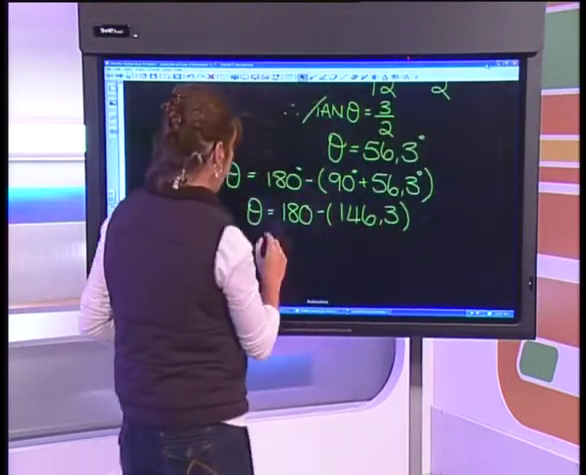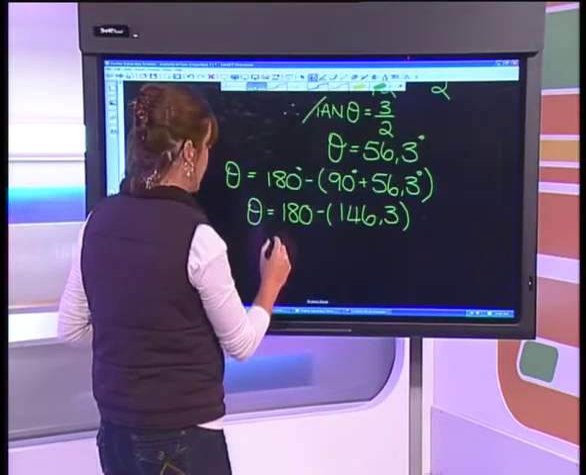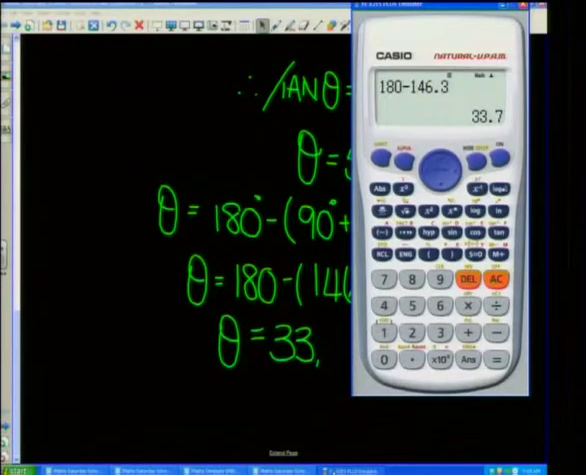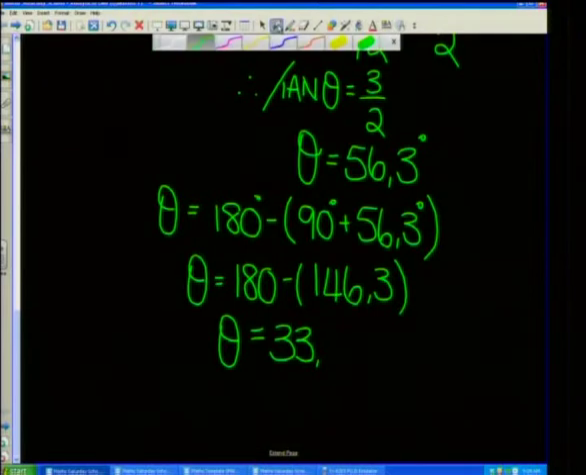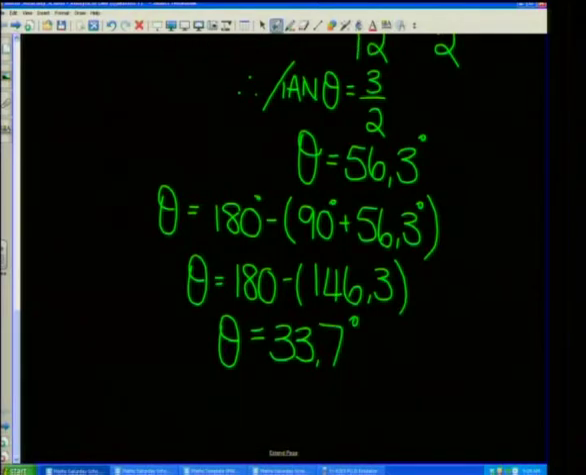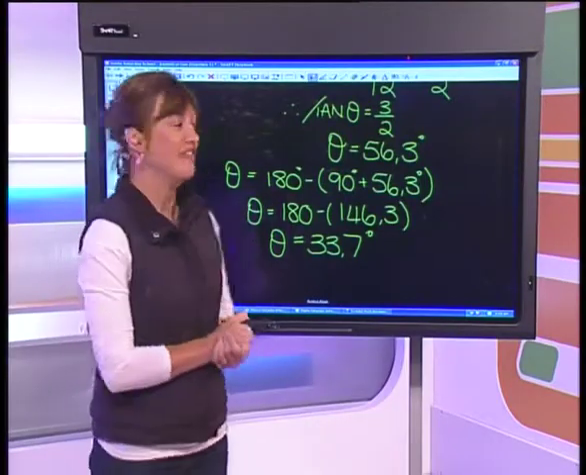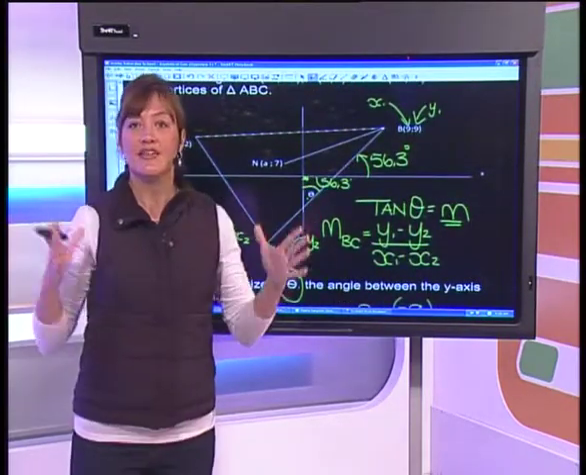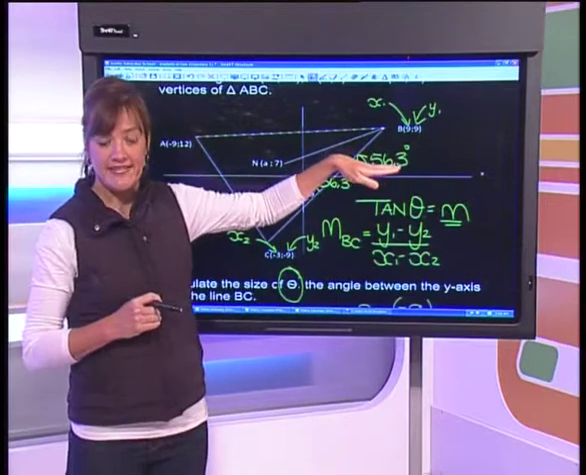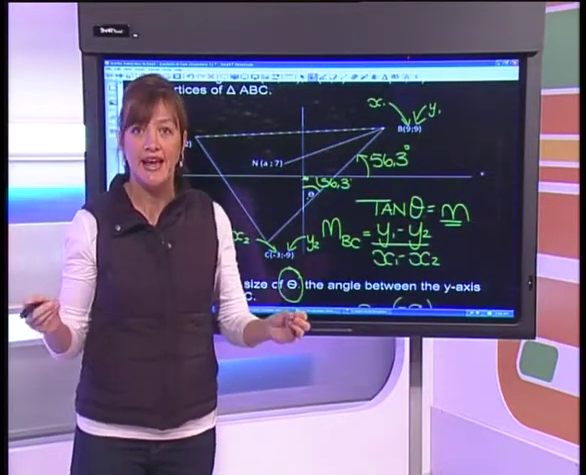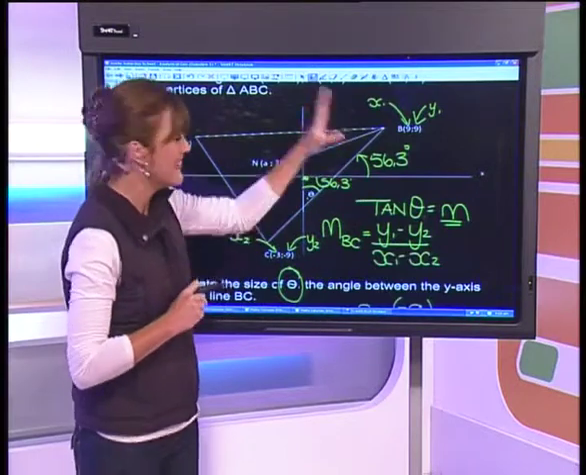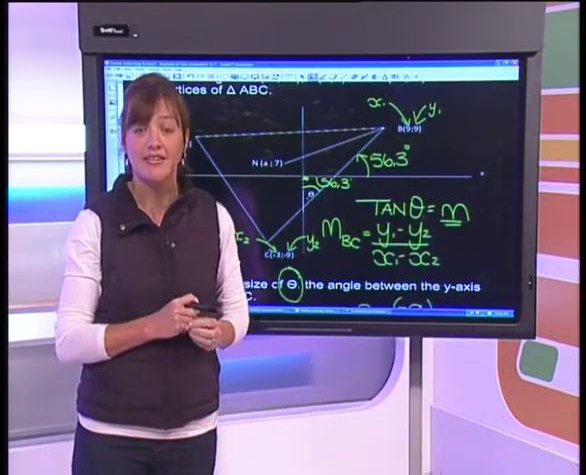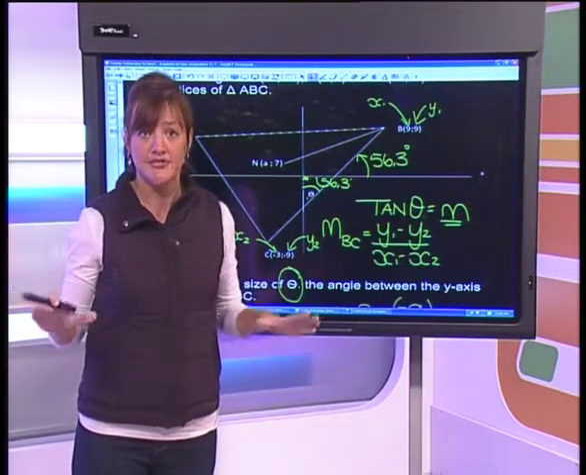Okay, so the angle of theta that the question asked us for is 33.7 degrees. Okay, so that was finding the angle of theta. So quickly, let's just make sure we all understood that. We had an angle that was sitting not on the x-axis. Okay, that's something that's important to watch out for. If you've got an angle that is not actually on the x-axis, but rather sitting somewhere in the Cartesian plane, and you are having to find the size of that angle, you are going to use your angle of inclination, that's for sure.